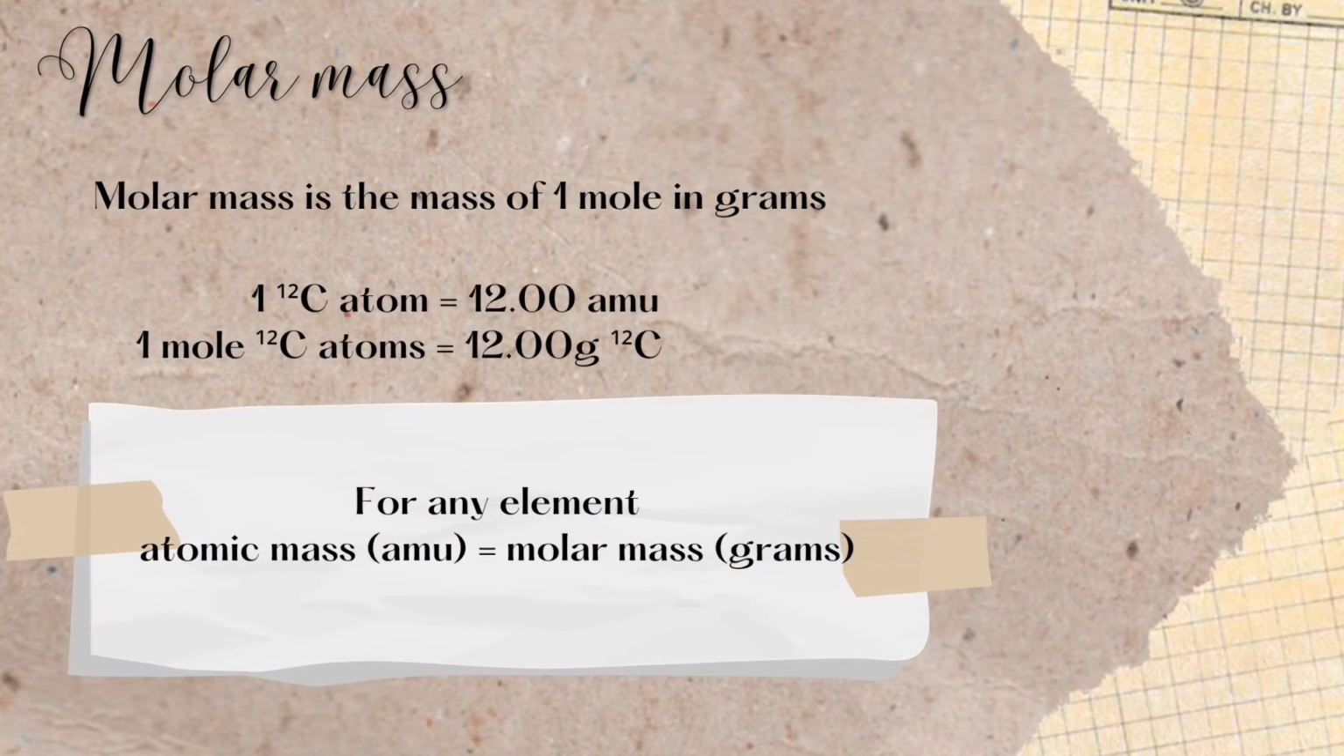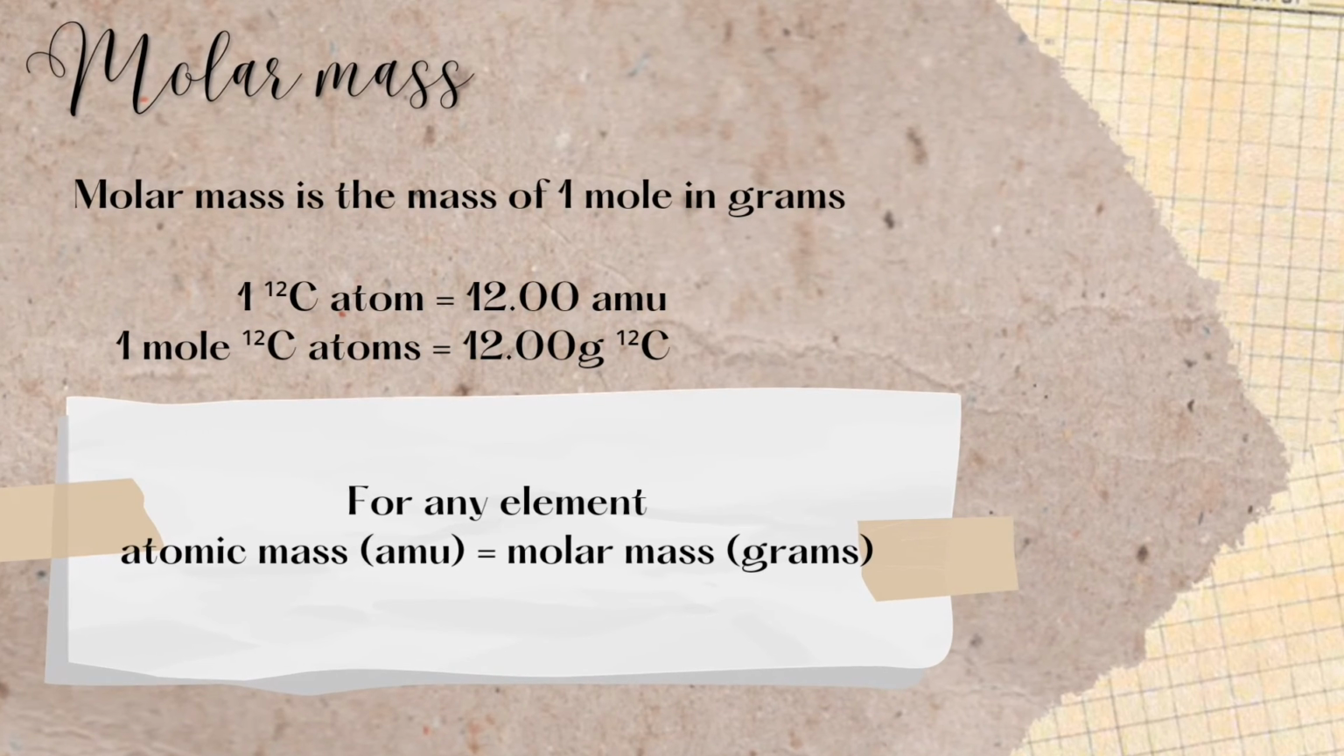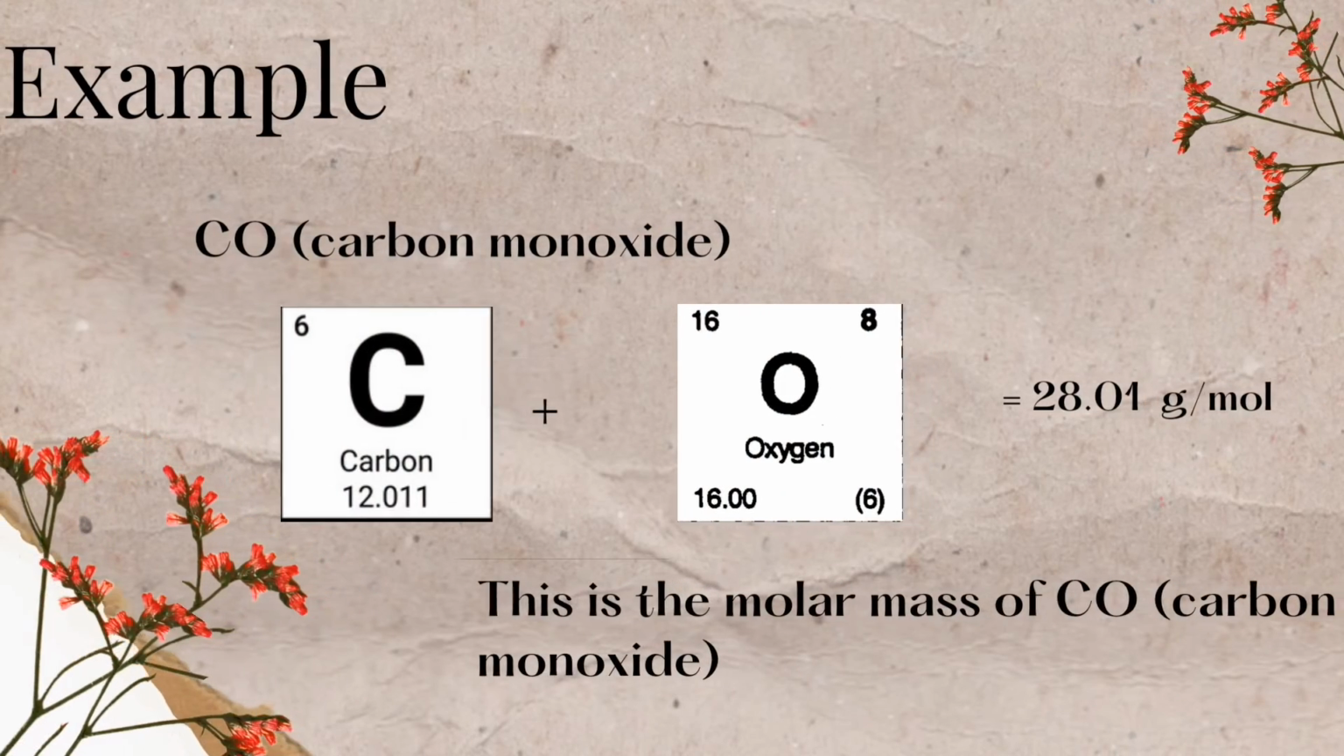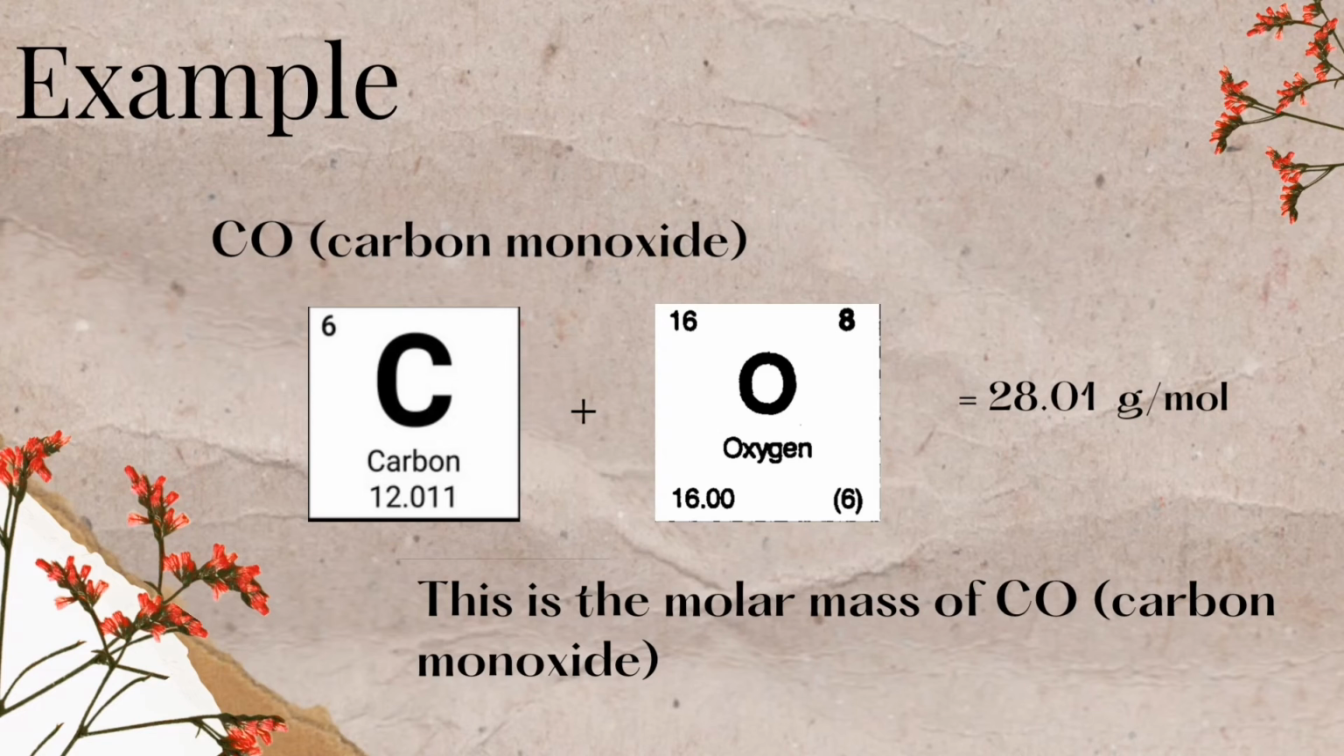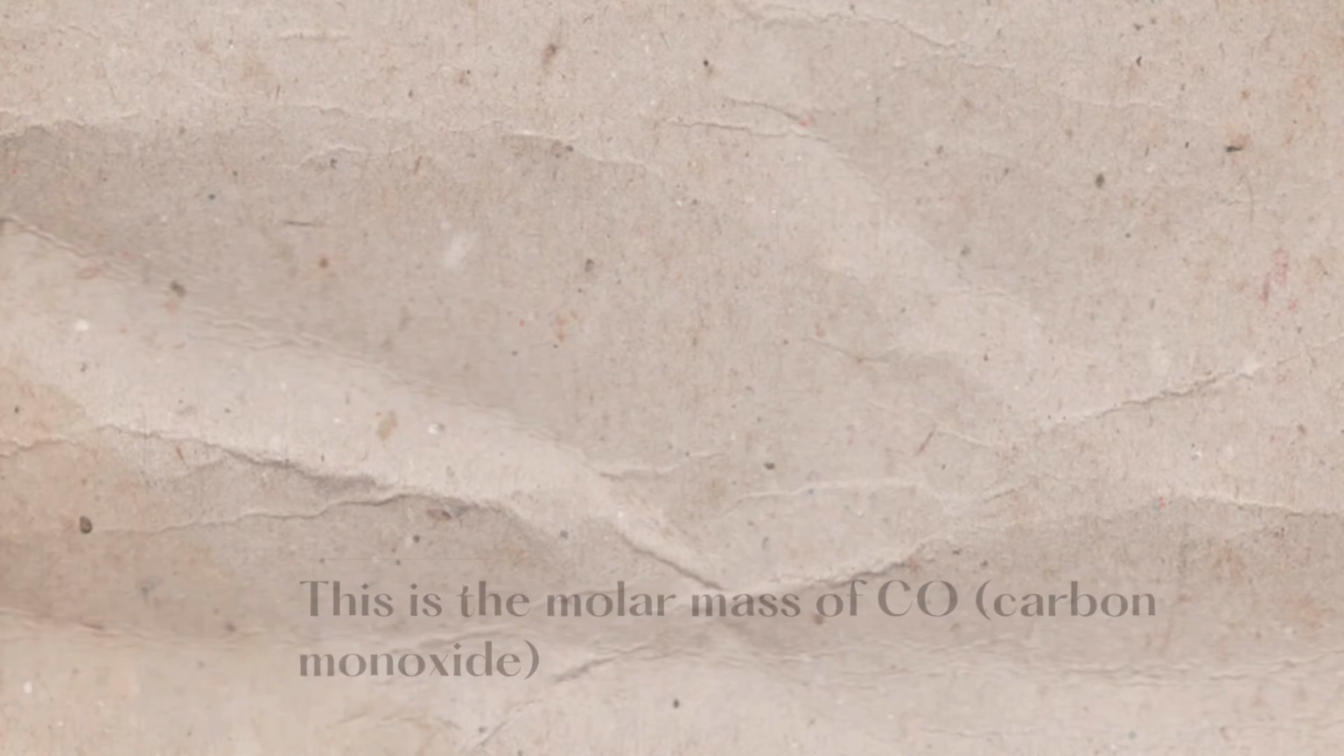And then the next subtopic is molar mass. Molar mass is the mass of 1 mole in grams. For any element, atomic mass equals molar mass. For example, we calculate the molar mass of carbon monoxide. So we add the atomic masses of carbon and oxygen together and we get the answer 28.01 grams per mole. This is the molar mass of carbon monoxide.